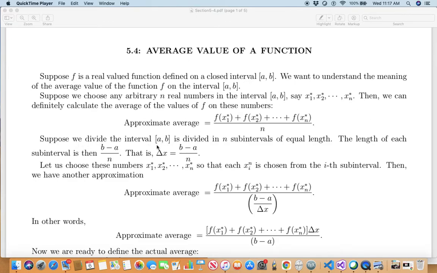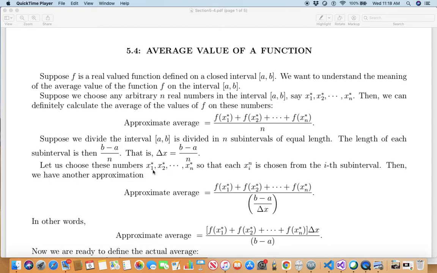You take your closed interval [a, b] and divide it into n subintervals of equal length. Then the length of each subinterval is b minus a over n, because there are n subintervals and the total length of the whole interval is b minus a. You divide that by n. That's the length of each subinterval. That is delta x. Delta x represents the length of each subinterval. That's b minus a over n.